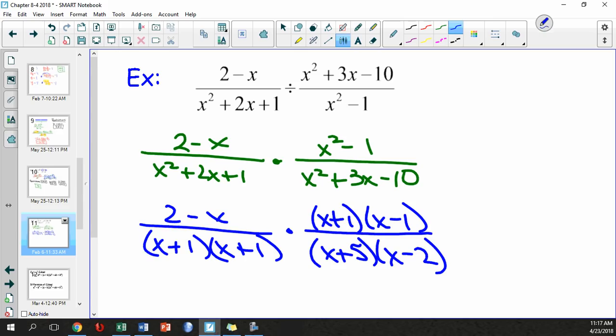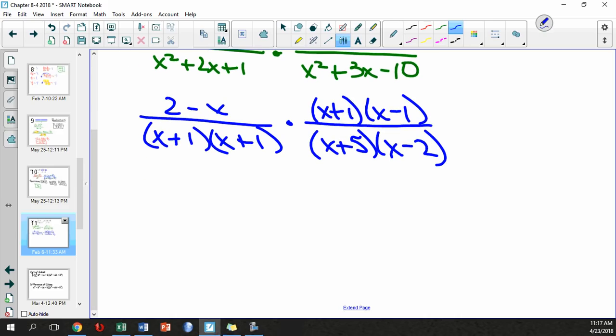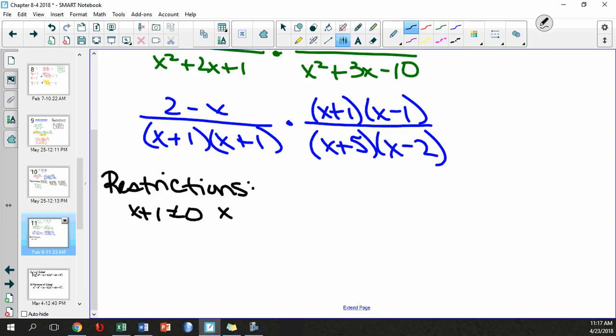Okay, so what should I stop and do at this moment that I know that every single thing is factored? Restrictions. So I'm going to go ahead and do restrictions right now. And where do restrictions come from? So x plus 1 cannot be 0, x plus 1 cannot be 0, x plus 5 cannot be 0, and x minus 2 cannot be 0. Do you see how I don't think? I just write down what each one is. I understand that I've repeated the 1 twice. That's okay. I don't have to keep it repeated in my list.